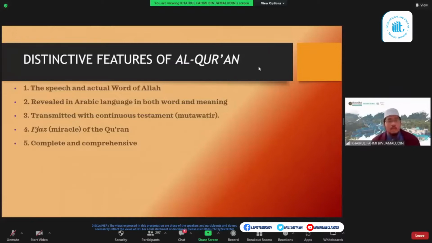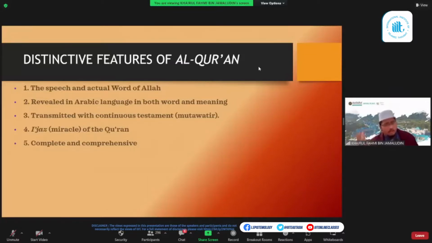Number 4, i'jaz, the miracle of Quran. In Quran, there are a lot of miracles, not only in terms of its language, the arrangement of the words used in the Quran, the choice of words made by Allah in His Quran, but also miracles in terms of the facts stated in the Quran, the scientific discoveries in the Quran, and many more.